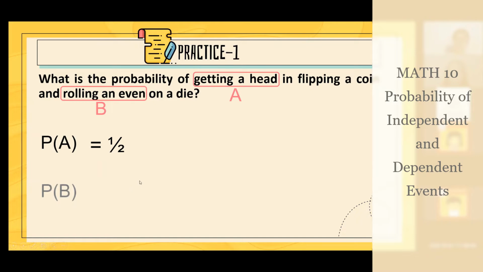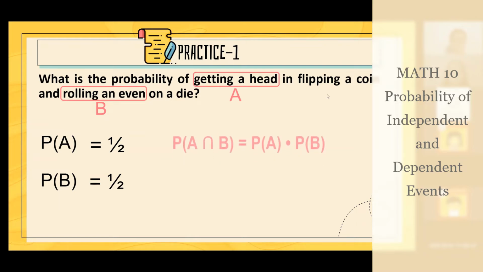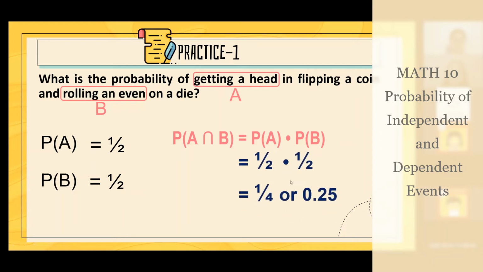So 1/2. Next, the probability of getting B, or rolling an even number, is 1/2 again, right? How many even numbers are there from 1 to 6? There are 3, as you know already from our lesson before: 2, 4, 6. That's 3/6, lowest term 1/2. Now, they are independent. Getting a head will not affect rolling an even number on a die. So simply multiply 1/2 times 1/2, which is 1/4 or 0.25.